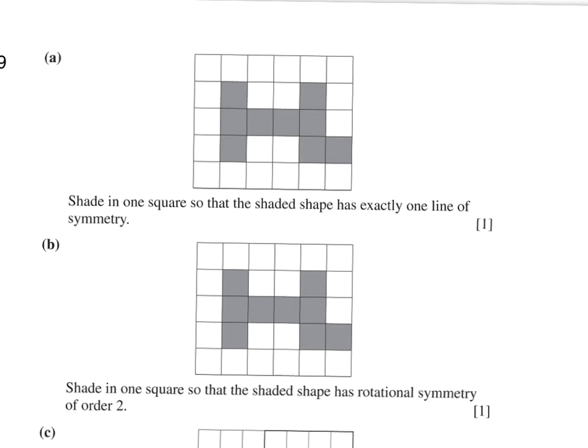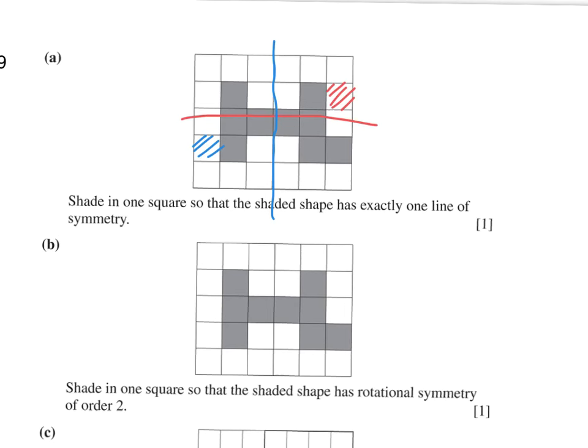Now next we've got shade in 1 square so that the shaded shape has exactly 1 line of symmetry. Now again, we have 2 options. It could be a vertical line of symmetry, or it could be a horizontal line of symmetry. To put in a horizontal line of symmetry, I would need to shade that square. Alternatively, if I wanted to do a vertical line of symmetry, I shade that square at the bottom. A diagonal line of symmetry is not going to work in this case.